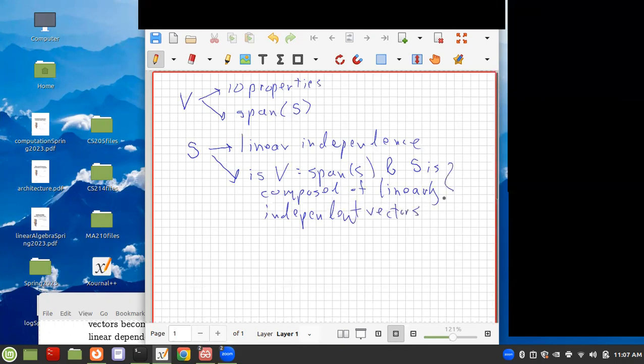if these two things are true, if the span of S is the whole vector space, we say S spans the space. And if S is composed of linearly independent vectors, if those two things hold, then S is a basis. So the definition of a basis is just a set S that spans the space and is composed of linearly independent vectors.